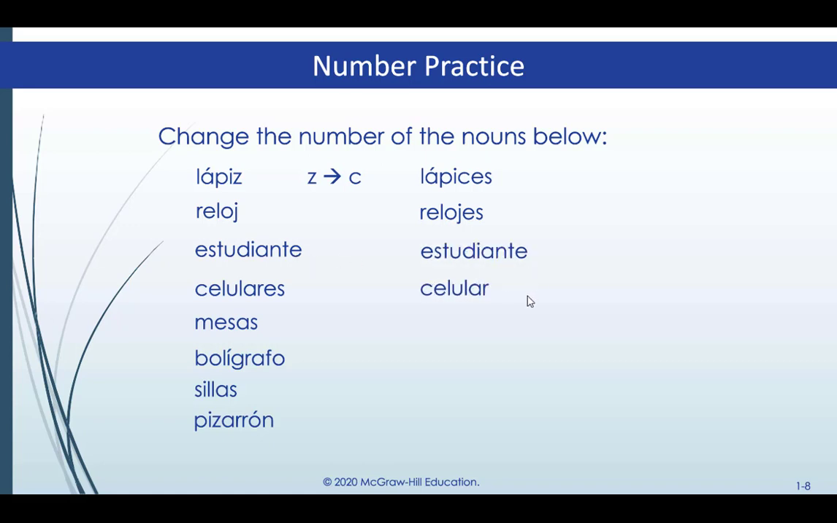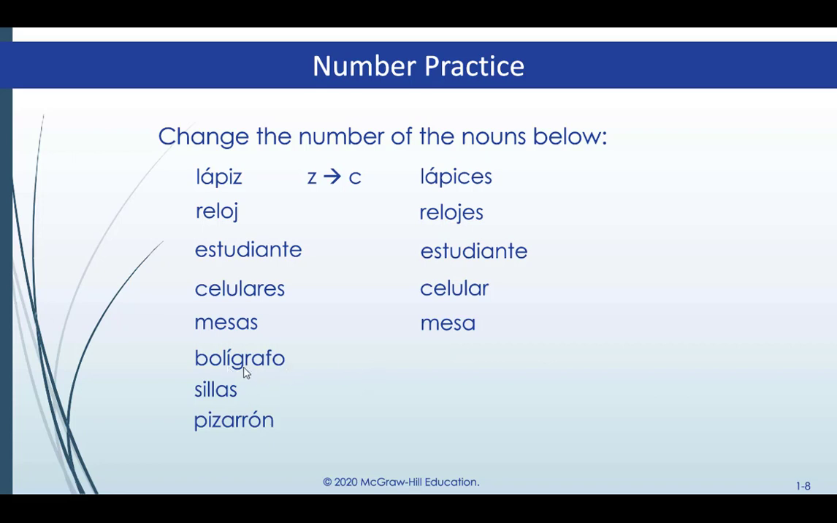It should be estudiantes. Celulares is a cell phone. If it's plural, how do you make it singular? Well, you just drop the ES: celular. Mesas, tables. You drop the S to make mesa, table.